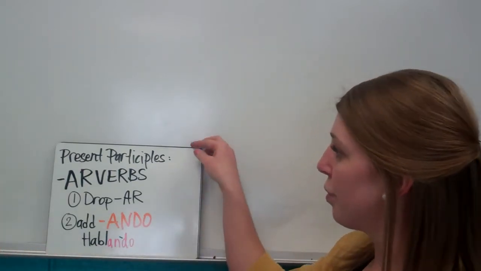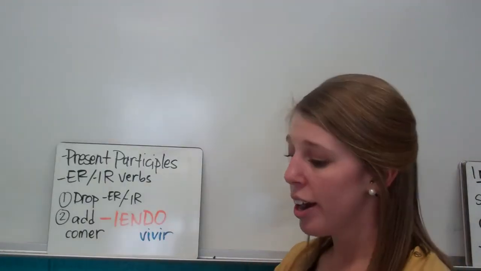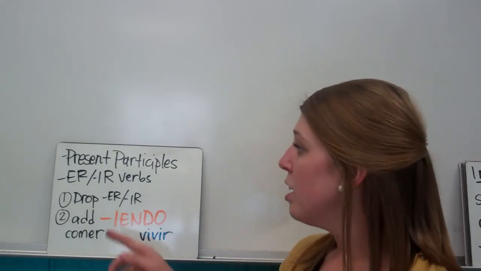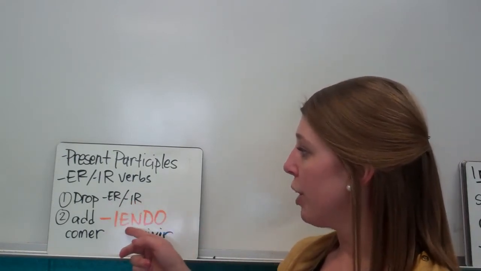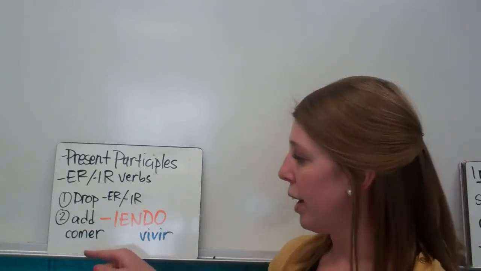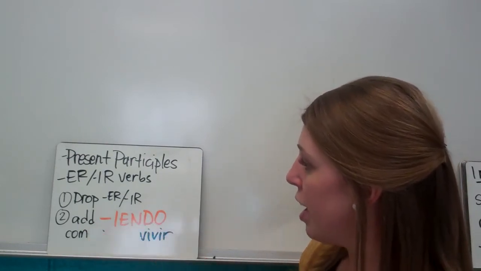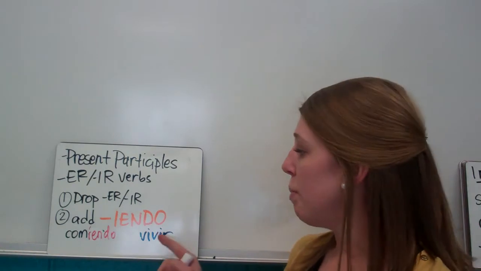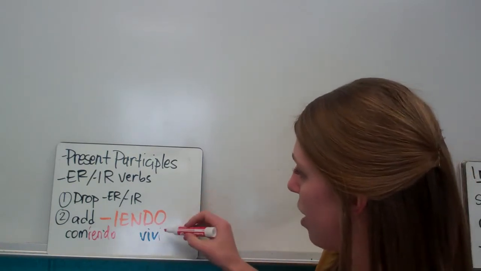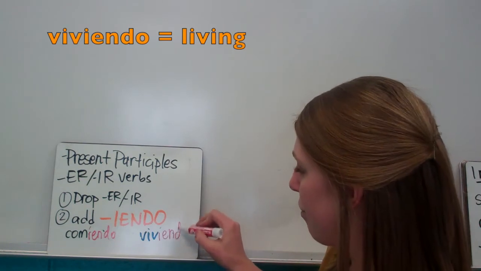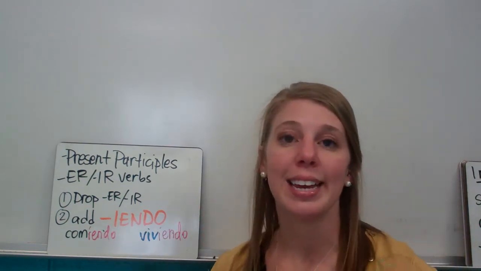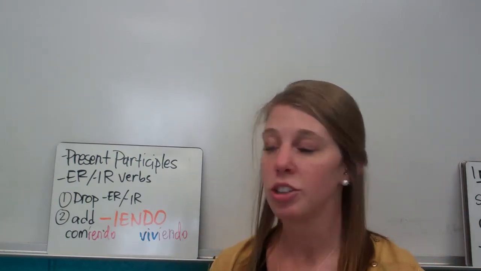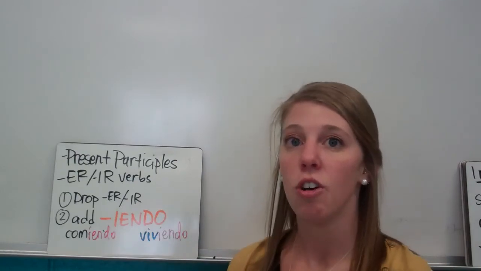So hablando. Okay, the same thing goes for ER and IR verbs. They share the same present participle ending. So we're going to drop the ER or IR and we're going to add iendo. So let's look at the verb comer. We're going to take off the ER and we're going to add iendo. The same thing happens with vivir. We're going to take off the IR and we're going to put iendo. Comiendo means eating, and viviendo means living. No subjects are attached because this is only the ing form of the verb.